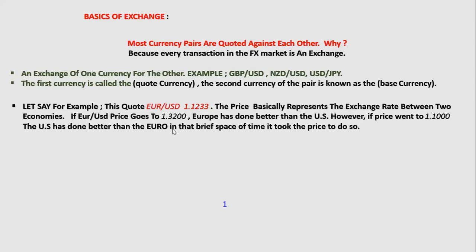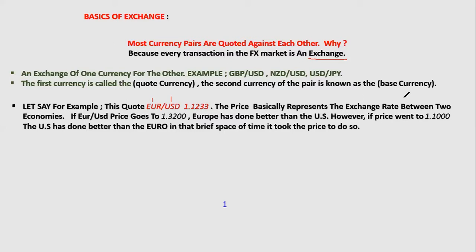All right, so an exchange for, let's say, this quote, Euro USD, the price basically represents the exchange rate between two economies. Because earlier on, we said an exchange of one currency for the other, where the first currency is the quote currency and the second is known as the base currency. Every transaction in the FX market is an exchange, so at every point in time there are two codes, the euro and the dollar. This quote is telling you that the euro is 1.1233 against the dollar. So 1 euro is $1.1233.